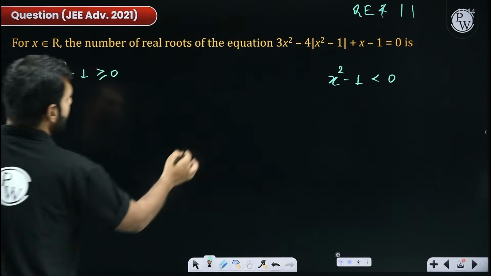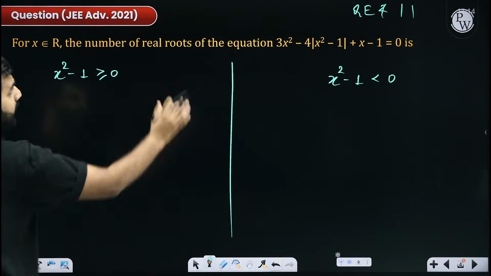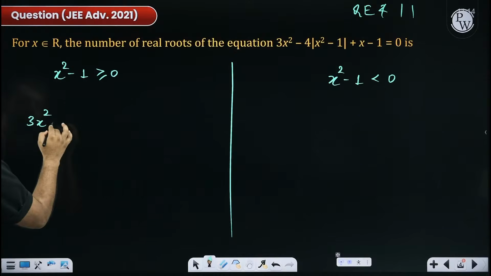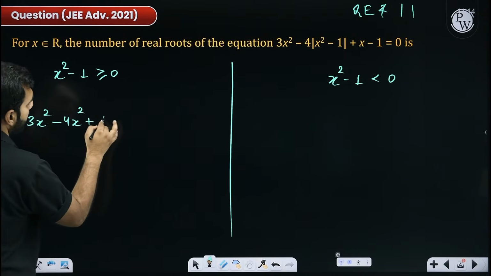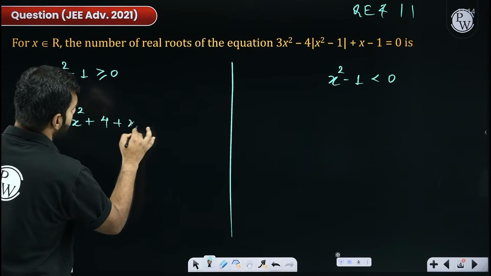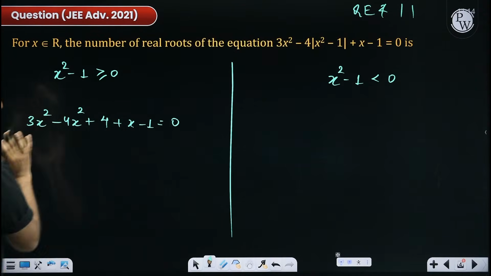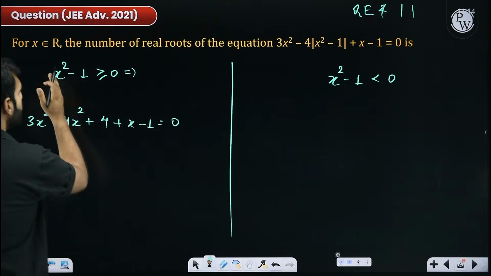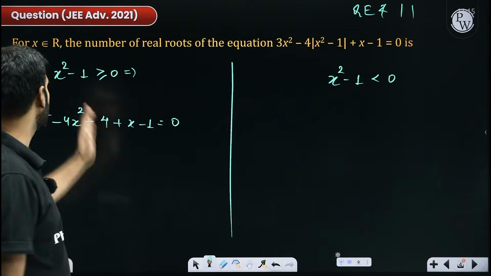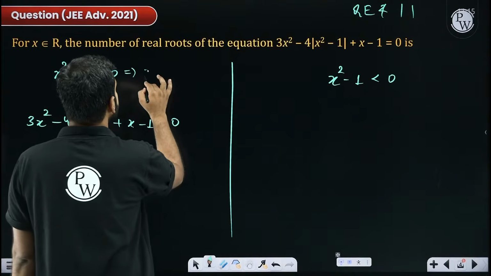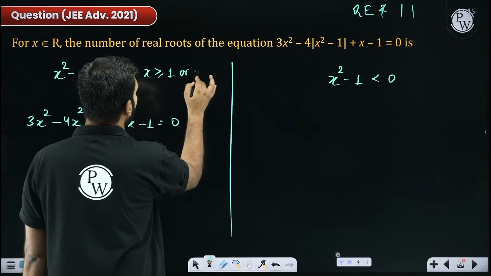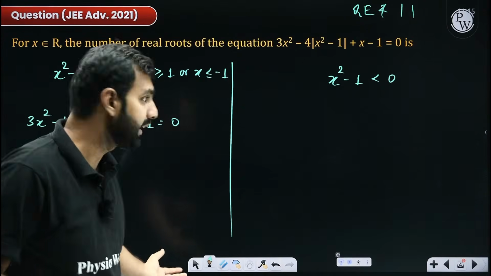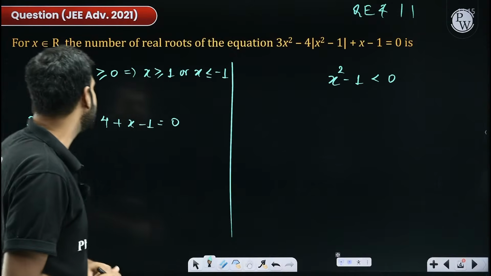So if I create these two cases and start solving it here, 3x square stays like that only, but this modulus sign gets removed. This is minus 4x square plus 4, and then you have plus x minus 1 is equal to 0. Everybody got this? I hope there is no confusion on that. Now, this part gives you the conclusion that x square minus 1 is greater than or equal to 0, which means x square is greater than or equal to 1. That means x should be greater than or equal to 1, or x should be less than or equal to minus 1. So whatever values of x I get should lie within these ranges, right?